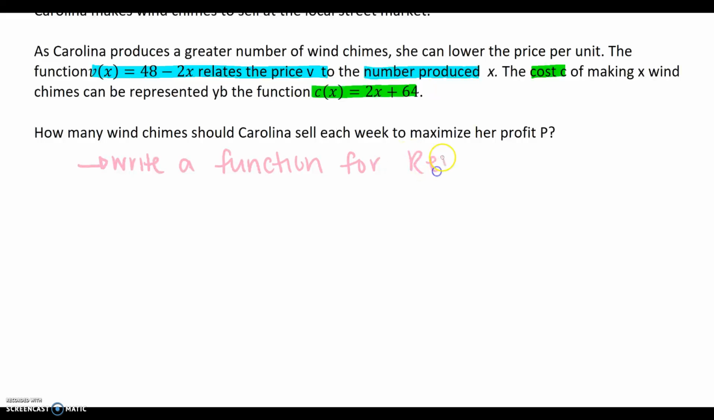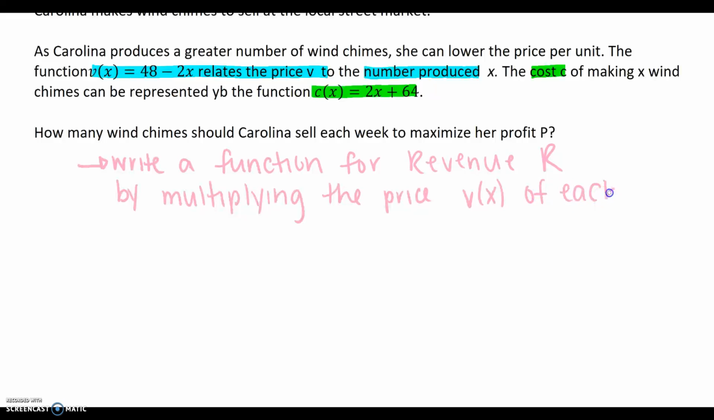For revenue. And we'll call that R. So what we're going to do, we're going to do that by multiplying the price, which is v of x, of each item by the number sold. So the number sold is going to be x.